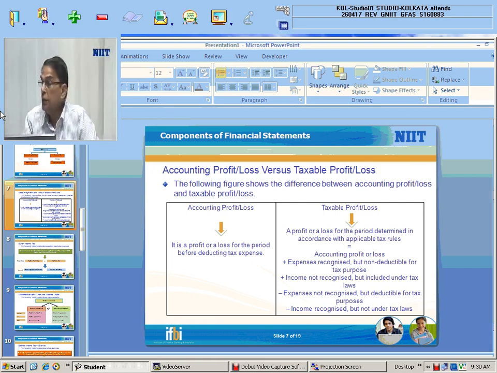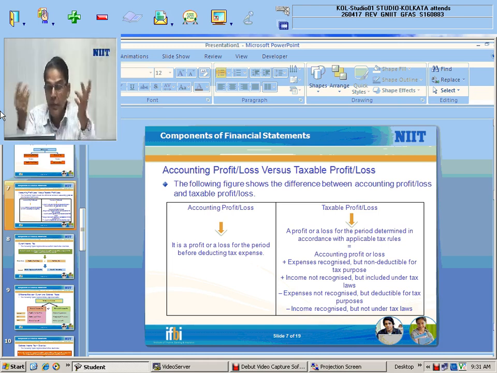So we have to make adjustment. Accounting profit and loss have to be adjusted to arrive at the taxable profit and loss by adding the expenses recognized but non-deductible for tax purpose, by adding back income not recognized but included under tax loss, and by deducting expenses not recognized but deductible for tax purpose, and deducting income recognized but not recognized under tax loss.